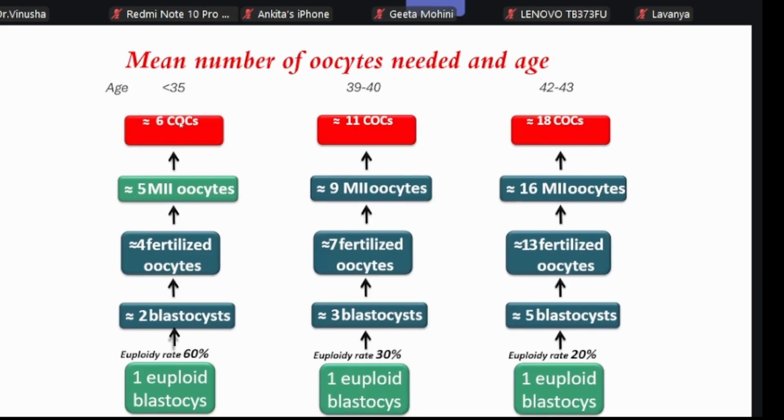So this is the mean number of oocytes which are needed to get one euploid blastocyst. When age is less than 35, at least we have to get 5 mature oocytes to get 1 euploid blastocyst. And as age increases, we have to get more number of oocytes. 9 mature oocytes are needed to get at least 1 euploid blastocyst. As we all know, as age increases, the euploidy rate comes down. So at the age of 42, 43, we need at least 16 mature oocytes to get 1 euploid blastocyst, because the euploidy rate will be very less with advancing age. So this will be useful to counsel patients regarding the outcomes.